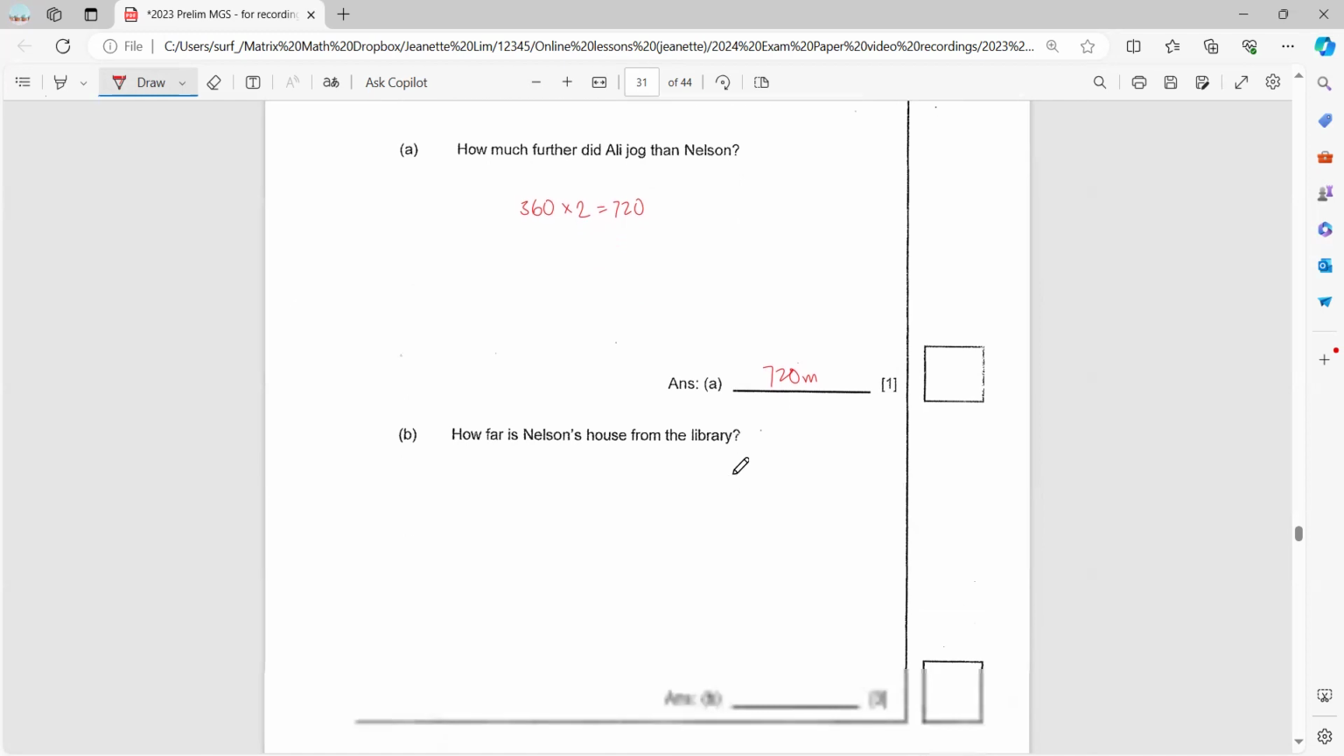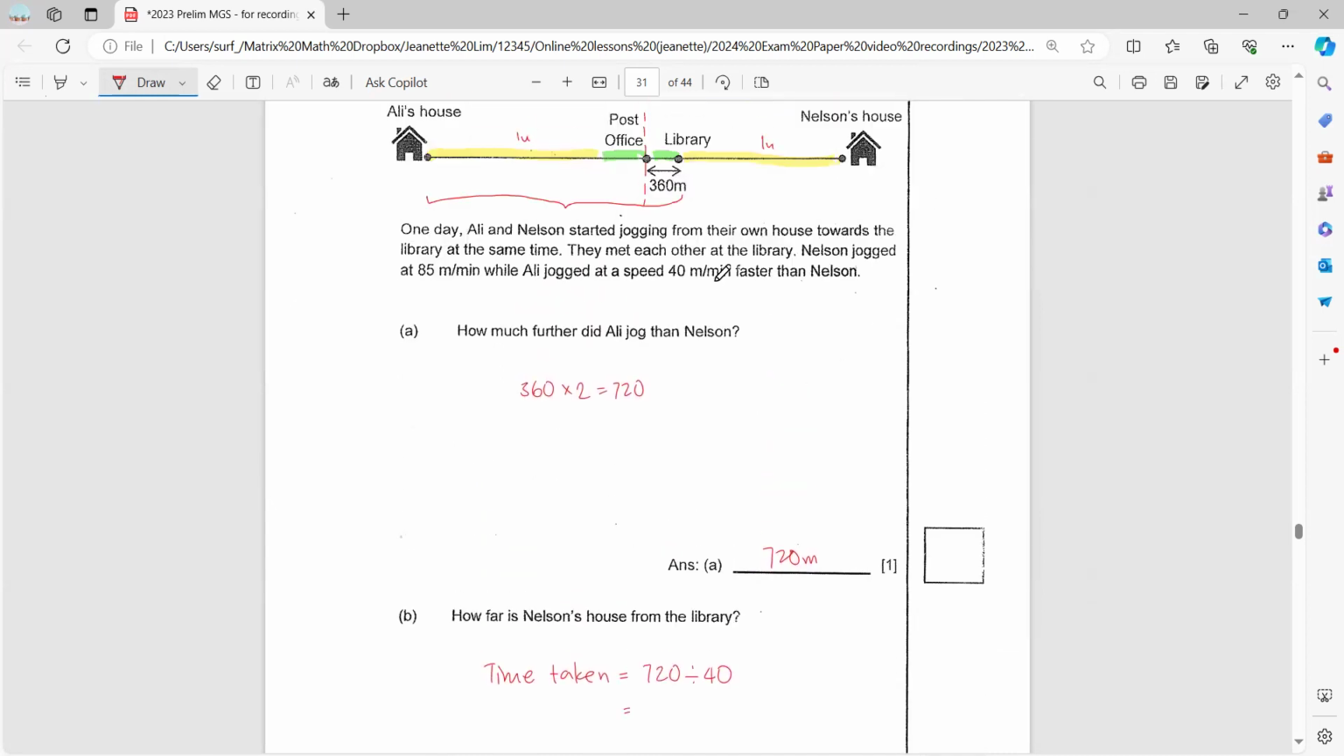So what is the time taken for him to jog the extra 720 meters? The time taken will be 720 divided by 40. And that will be in minutes because it's meters per minute. So 18 minutes.